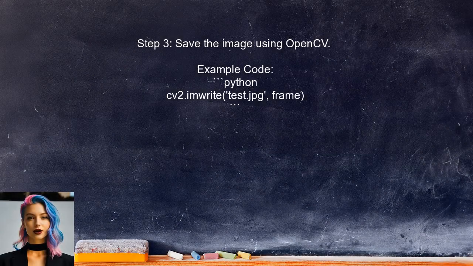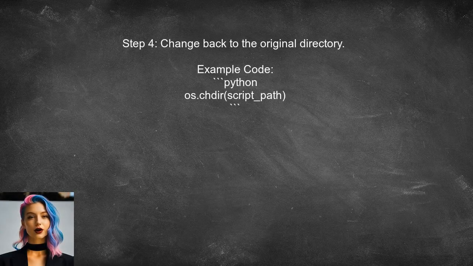After changing the directory, the user can proceed to save the image using the OpenCV function. This should work without any errors related to special characters in the file path. Finally, it's a good practice for the user to change back to the original working directory after saving the image. This helps maintain the program's context and prevents any potential issues later on.